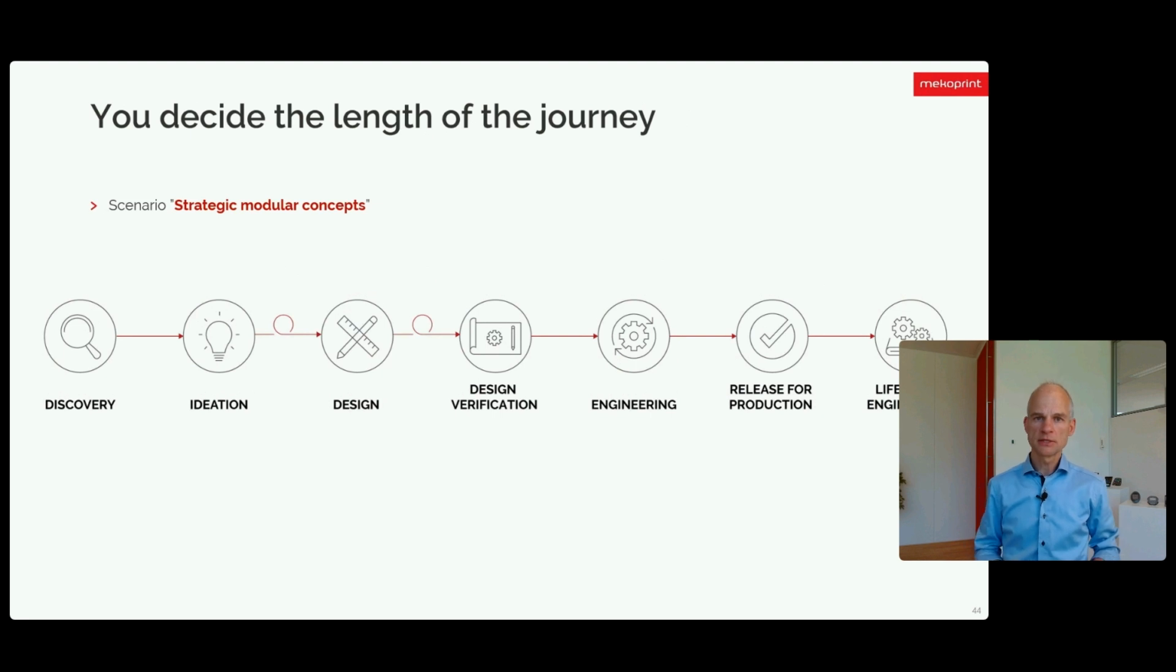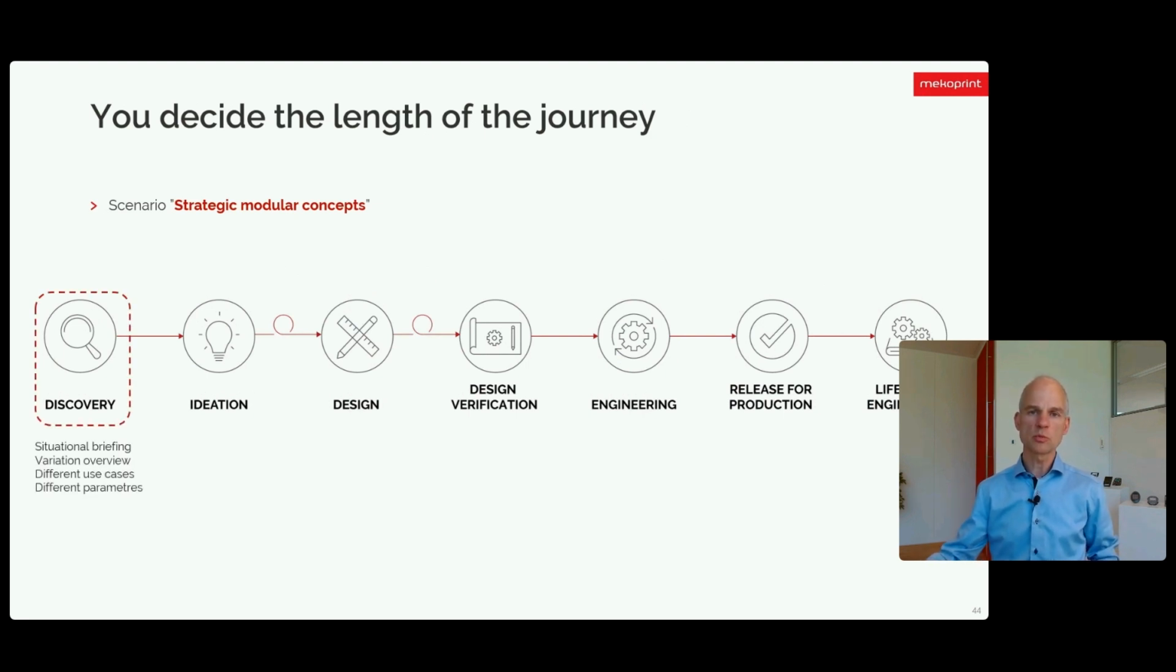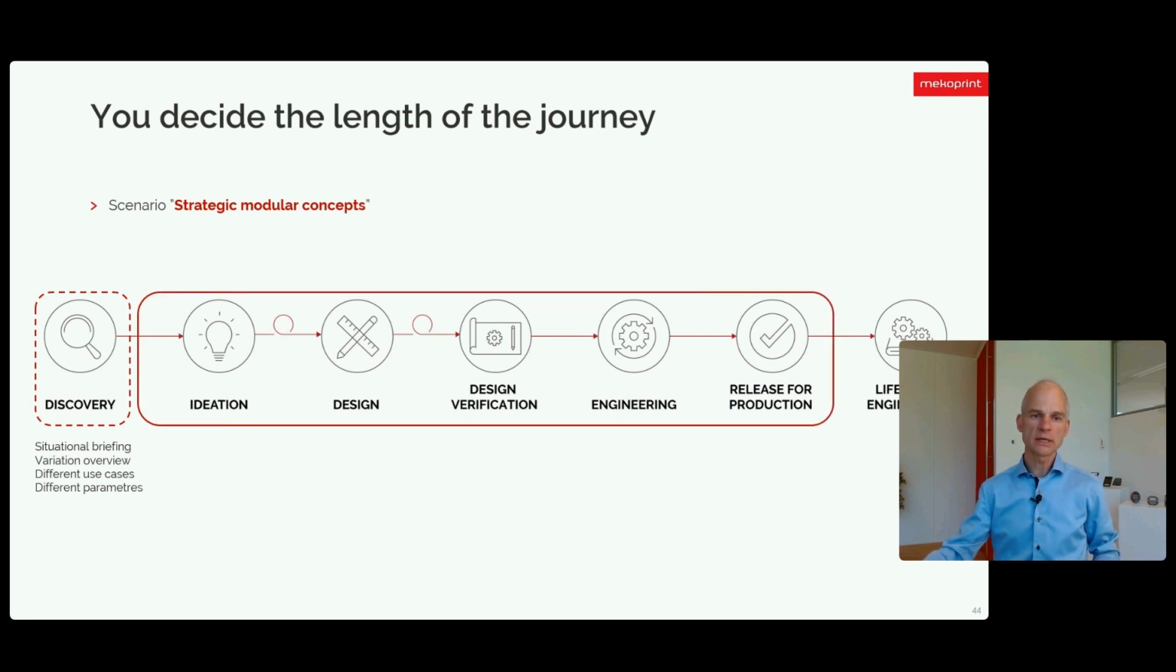The second scenario is a more strategic scenario, which could be a modular concept for several HMIs. This means you might have a product line that shares some typical HMI components, and you want to have it streamlined across different products. So here it makes sense to, of course, again start with the discovery and the situational briefing, but then, like the animation shows, you have the complete process from ideation of different concepts, design, early prototypes, engineering, and release for production.